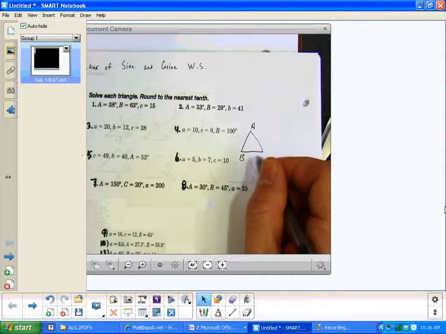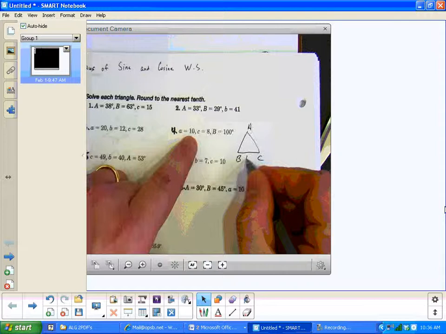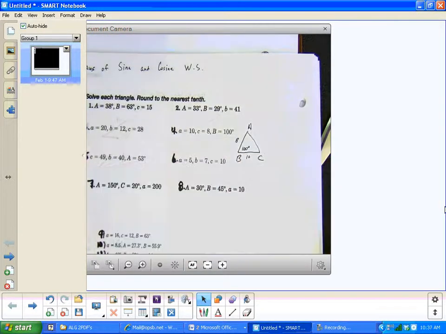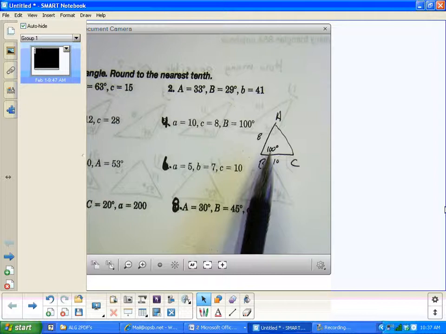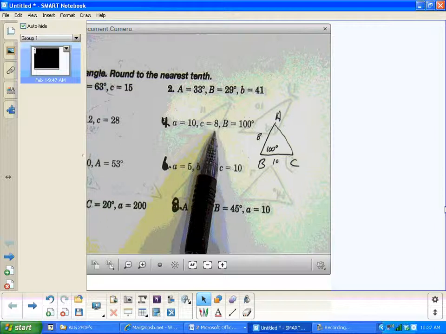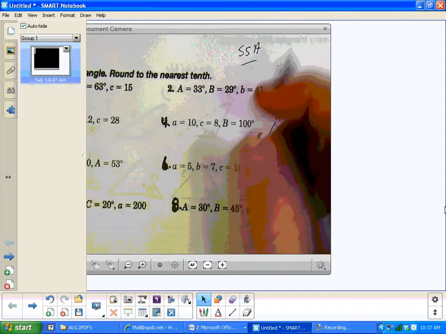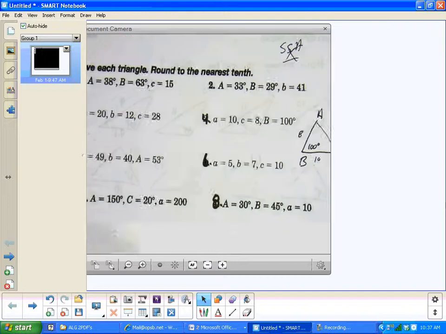All right, so you got little a is 10, little c is 8, big B is 100. So is it side angle side or side side angle? Side angle side, because the angle's in between. So that means we would use laws of cosine. Okay, and you're not going to do this case for a while anyway. But it's side angle side, so it's going to be laws of cosine. All right, let's keep going. We're going to try to do all of these real quick just to say what we're going to use.